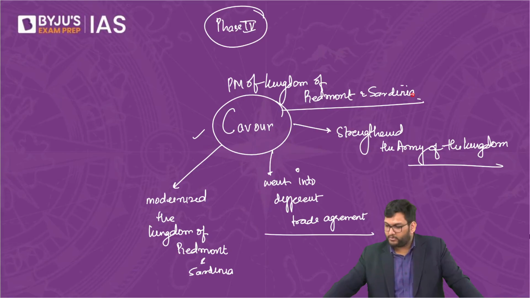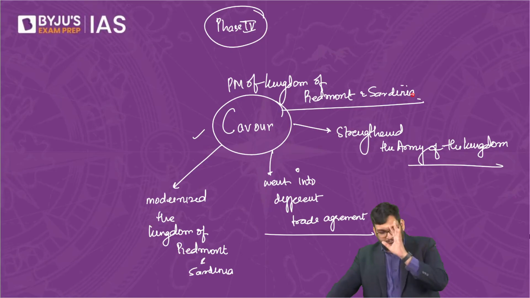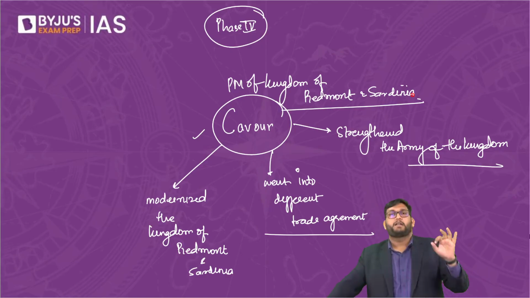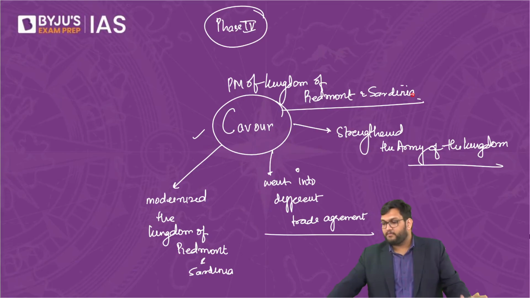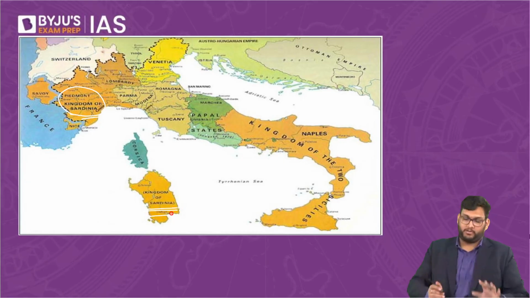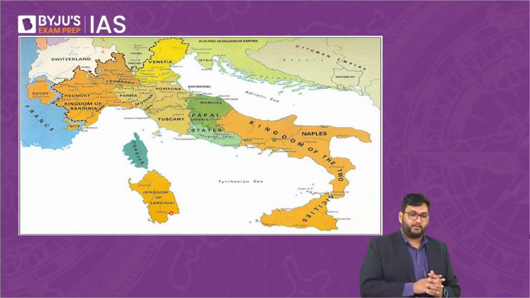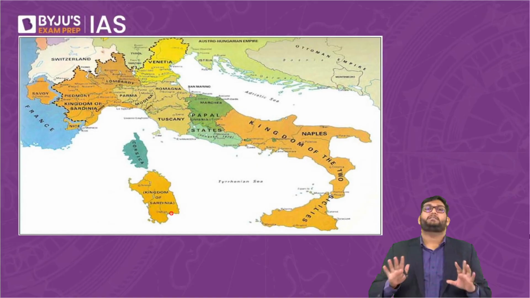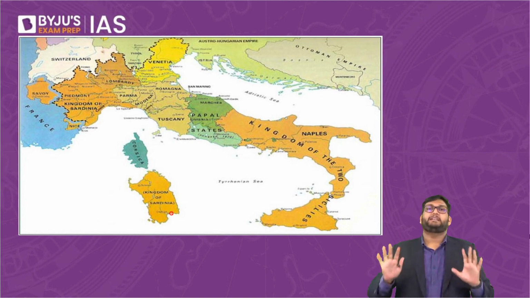Yes, Ilma. Yes. Okay. Now, Prime Minister of the Kingdom of Piedmont and Sardinia. Cavour is a person who will start to strengthen, modernize the state, and also go into different trade agreements. Now, very simply, he's coming from the north only because Sardinia and Piedmont is in the north only. Now, he very simply realizes that without the assistance of the big powers, there was no way that Italy could be unified.